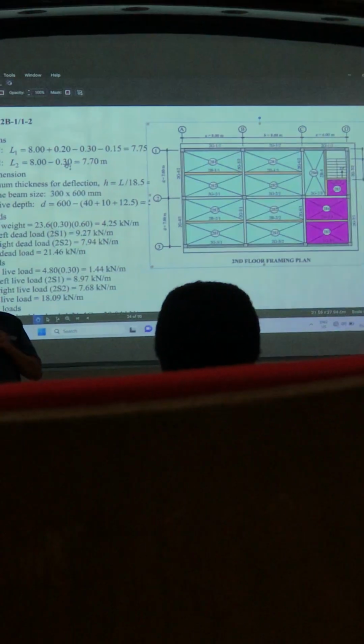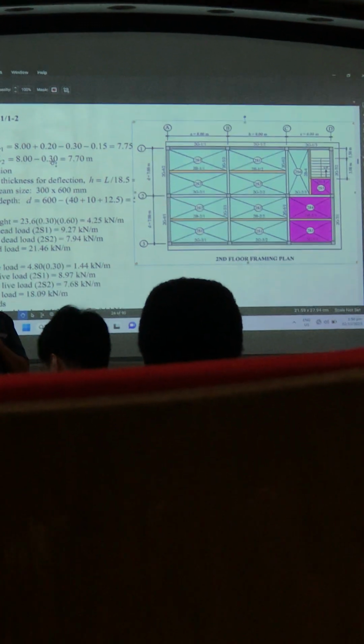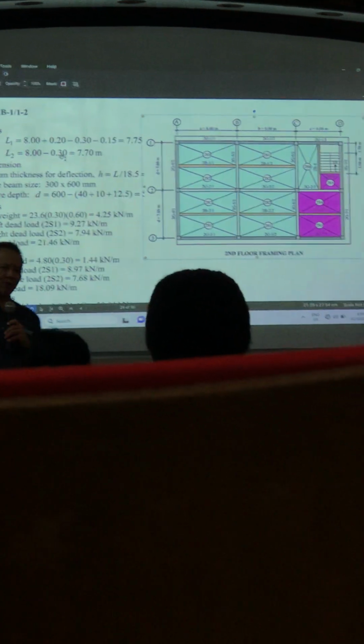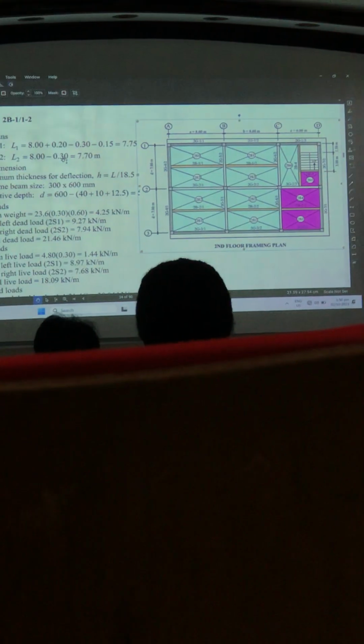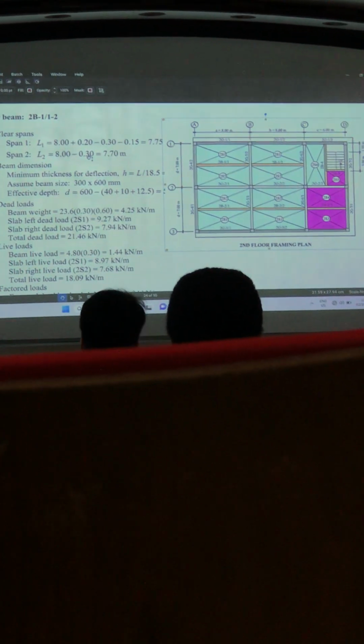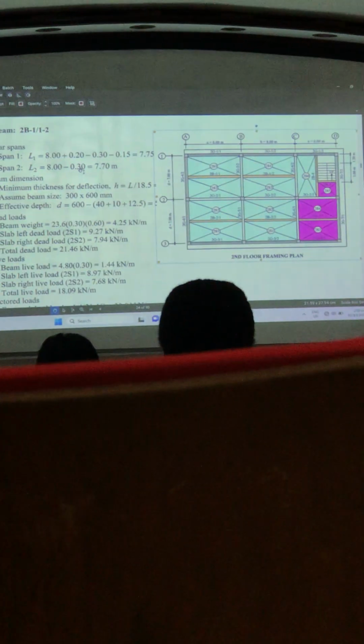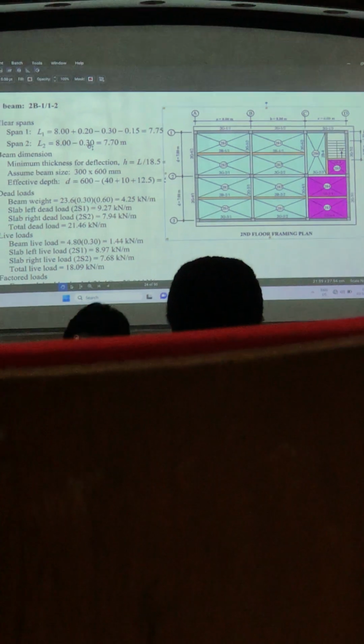The idea there is you compute or determine the clear span. Clear span. Okay? That is the point of the calculation. Don't bother too much on the details. First, you understand what is being computed. Then it is just plus or minus on the dimensions.